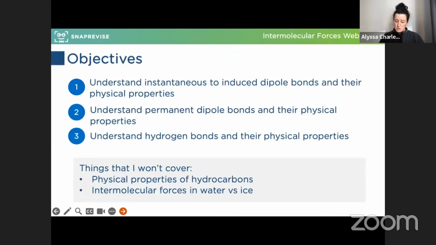We're not going to look at physical properties of hydrocarbons. We do a little bit of that in our last chemistry session on YouTube, so feel free to go back and watch that on our YouTube channel. We're also not going to look at intermolecular forces in water versus ice. That does come up in some of the specs very specifically, but we don't cover that specifically on our web classes.